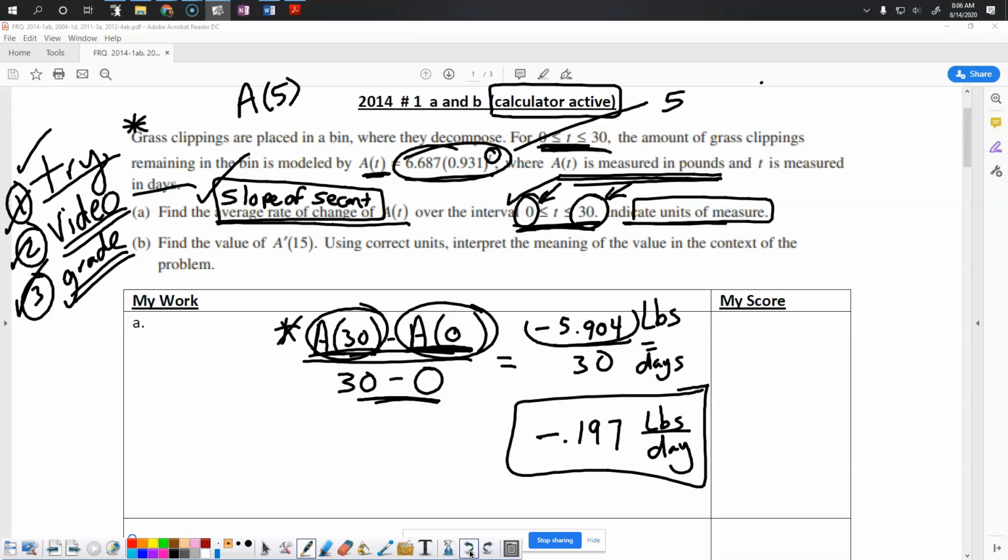Why would that happen? Well, maybe because it's decomposing or something. I don't know, but there it is. So now I've got everything answered that they asked for. I found my slope of the secant line, which is negative 0.197, the average rate of change, and I put the units of measure, pounds per day. Okay? So there's that. Now at this point, and hopefully these things won't take you this long, you guys. I'm just doing this to kind of show you how to do the problems.